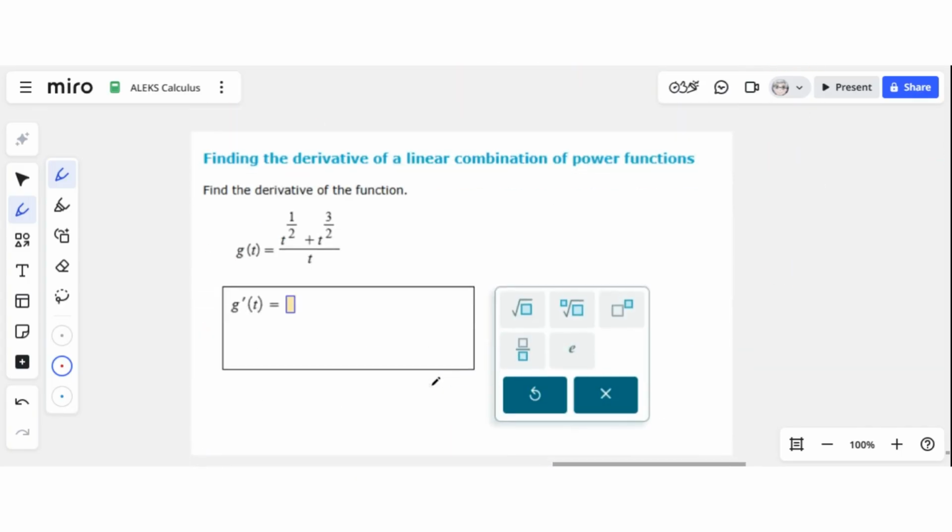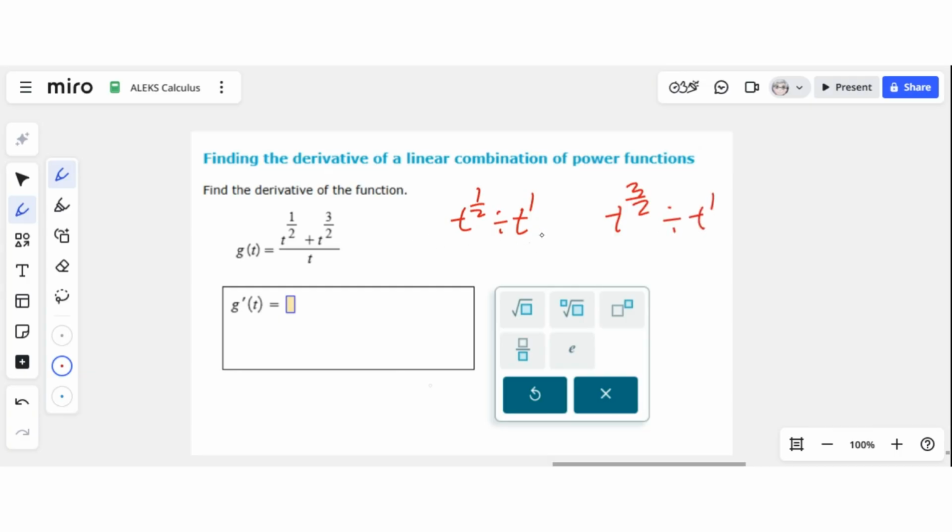Let's do one more for practice here. Now this looks a little different. We've got what looks like a quotient, and there is a way to take the derivative of a quotient, but we haven't learned it yet. So what we're going to do actually is just divide both of these terms by t. So this is t to the 1/2 divided by t, and I'm going to think of this as t to the first, and it's t to the 3/2 divided by t to the first.